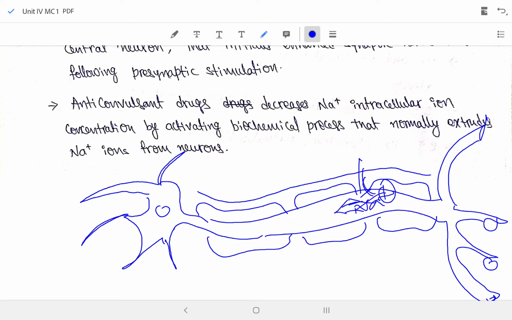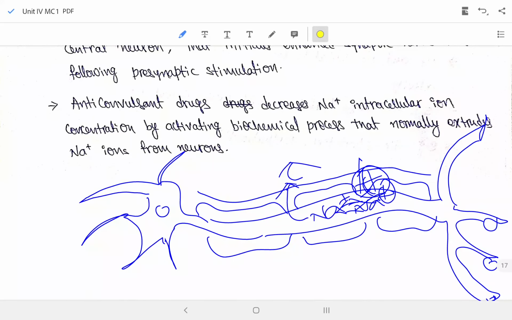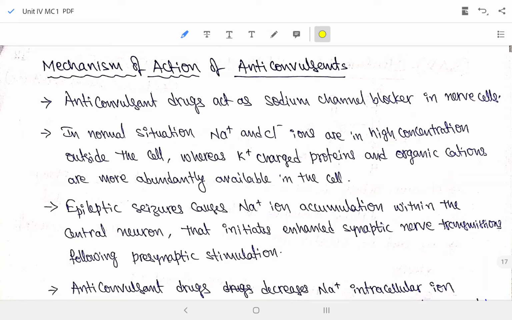So these anticonvulsants act as sodium channel blockers. They will block the influx of sodium, and they will activate the mechanism which is biologically inactive, so that the sodium ions present inside are effluxed out. They are sent out, so that depolarization will be delayed, continuous triggering of the signal will be stopped and normal activity is achieved. This is the way the anticonvulsant drugs show their mechanism of action.